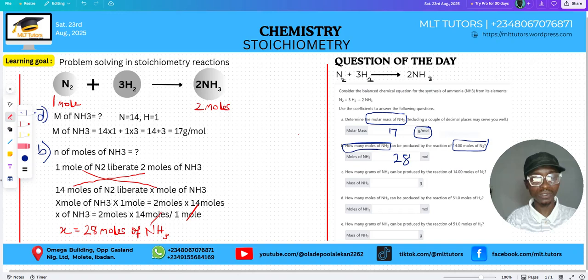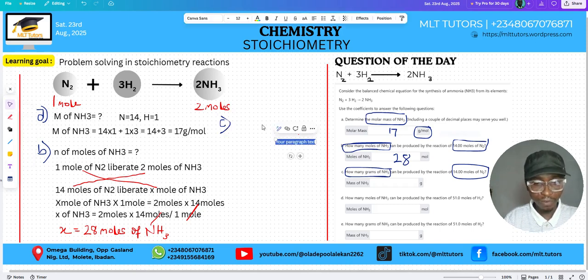Okay, let's return to the virtual classroom. So this should be the last question. So learners, you are going to take question D and E as your assessment. So let's identify what we are looking for. We are looking for the number of grams of ammonia that can be produced from the same 14 moles of nitrogen. Okay, number of grams, that implies that we are looking for mass now, which is represented as small m. The mass of ammonia gas produced is equal to unknown.